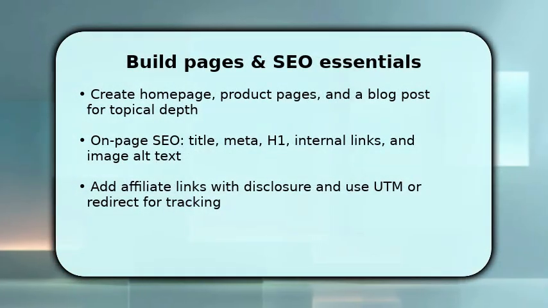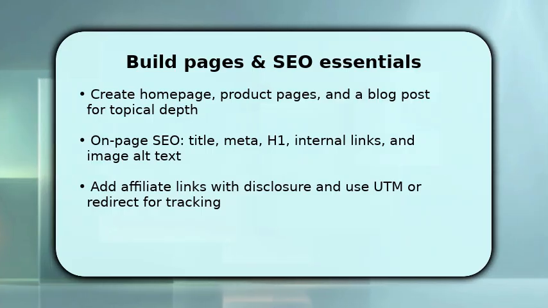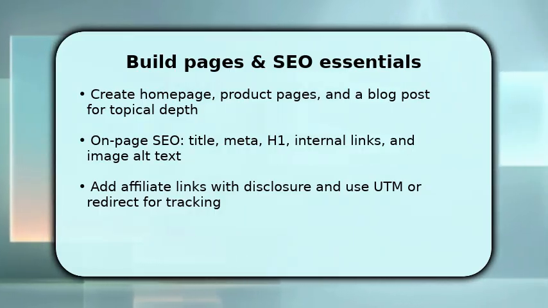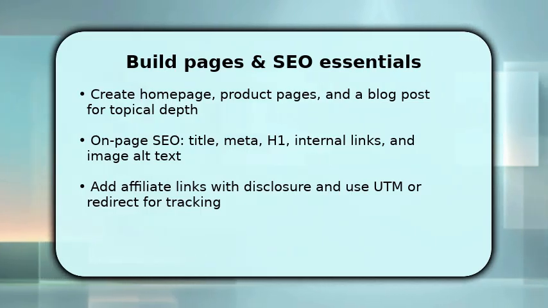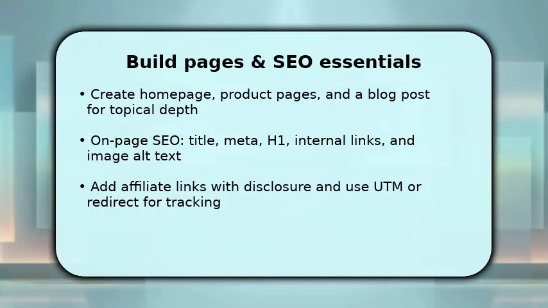You now expand the site. Build a clear homepage, 3 product pages, and 1 authoritative blog post to support the keyword cluster. While adding content, optimize title tags, meta descriptions, H1s, internal links, and image alt text to communicate relevance to Google. Once done, insert affiliate links with a visible disclosure and wrap links with UTM parameters or a short redirect to track clicks. Make sure pages load fast and use descriptive anchor text so both users and search crawlers understand intent.